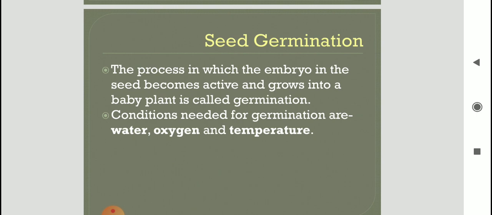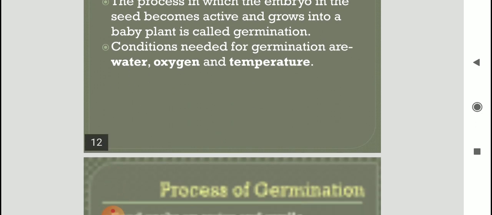So you should know the definition of germination: the process in which the embryo in the seed becomes active and grows into baby plant. That is called germination. When will germination happen? Only if it gets the suitable conditions, that is right amount of water, oxygen and temperature.